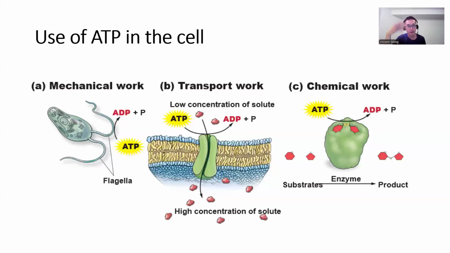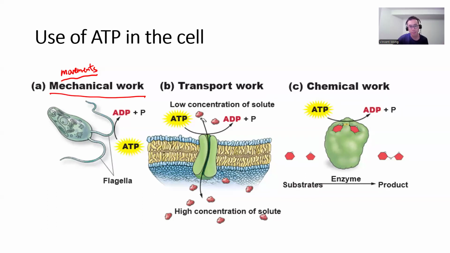We can use it for various things like mechanical work, movement. Basically, mechanical work means movement. Okay. So this is a single-celled organism that has 2 flagella, and to beat them, that needs ATP. Same thing for humans, right? The sperm has a flagellum. To beat the flagellum, to move the tail, to swim around, that needs ATP.